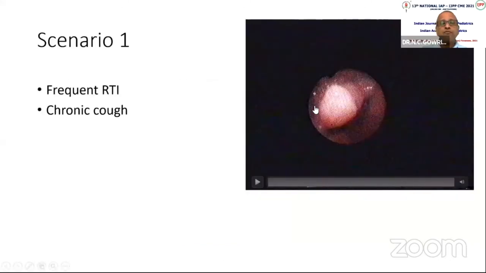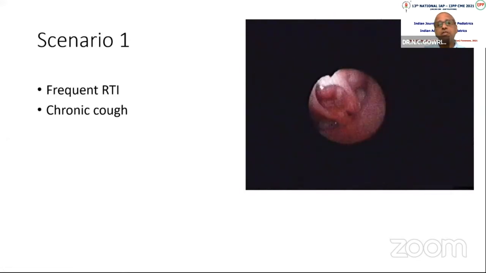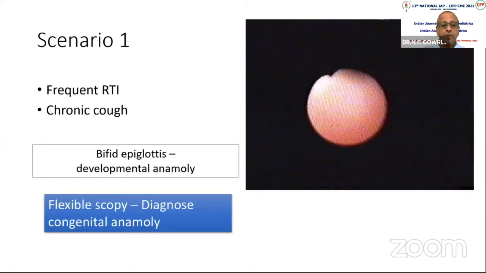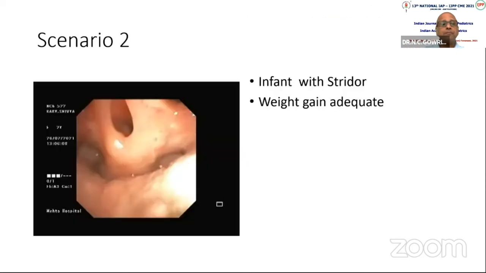This child with frequent respiratory tract infection and chronic cough. You are able to see a bifid epiglottis, the reason for frequent RTI and chronic cough. It's a developmental anomaly. Flexible scopy can diagnose congenital anomaly.